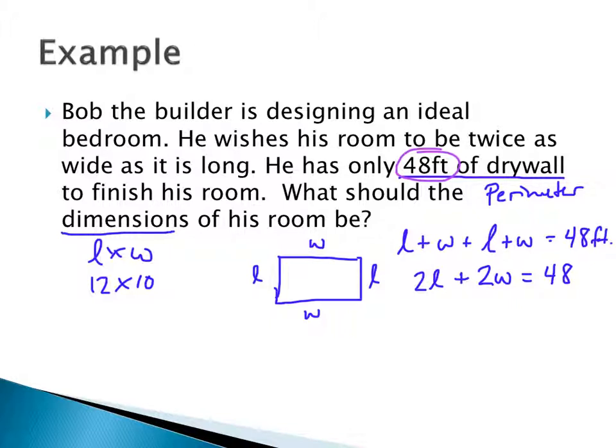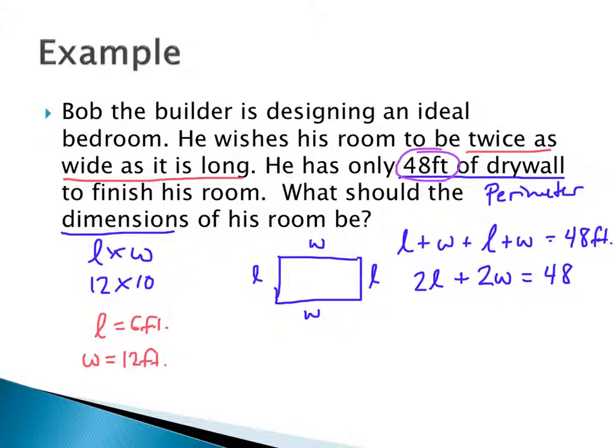Now our goal is I actually want to get a number for these dimensions. So what I need to do is think a little bit harder with this. Let's look at the first sentence we're given. Bob the Builder is designing an ideal bedroom, but he wishes his room to be twice as wide as it is long. What that is saying is, let's say I have a length of 6 feet. What that expression says is that if my length is 6 feet, Bob wishes his room to be twice as wide, meaning the width would be 12 feet.